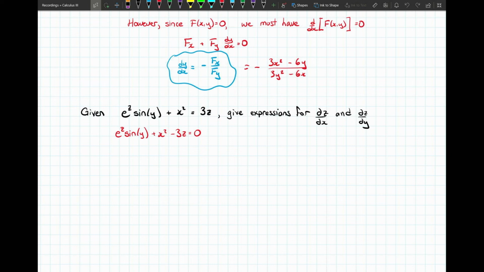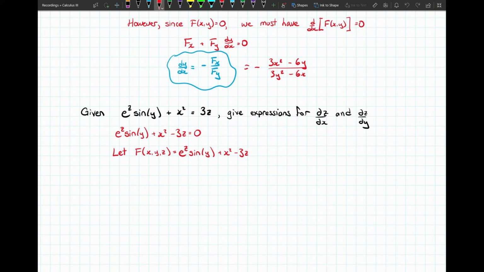That leaves us with equal to 0 on the other side. Then we're going to let f be a function of 3 variables. We'll just treat this whole left-hand side as some function capital F of x, y, and z. Now, since we're taking a look at the partial derivatives of z with respect to x and z with respect to y, we're going to differentiate this function with respect to x and y.